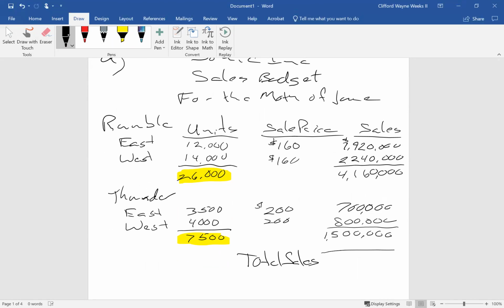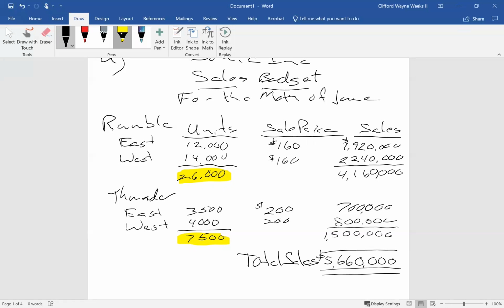Total sales is really what the sales budget is telling us, all right? And so we want to just add these sales numbers together. And so we have 0, 0, 0, 0, 6, 6, 5. Let me proof that. I don't trust my math skills. Right. Yep, $5,660,000.